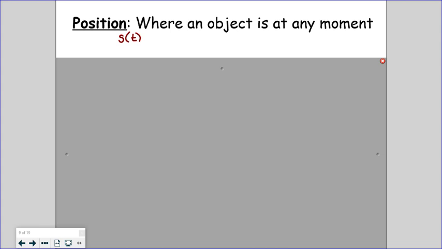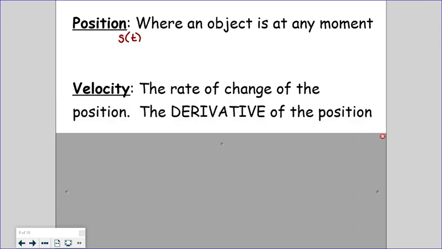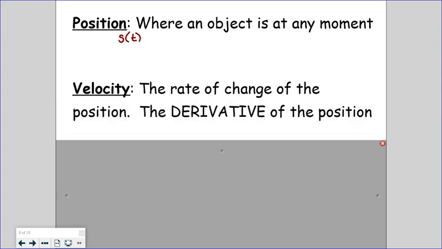Typically, these are done in time, so our variable is a lot of times going to be t, and your position function will be labeled with feet or meters or some sort of position measurement. The derivative of that is your velocity function, okay, and that is the rate of change of our position function. So if I were to look at our position function's derivative, that will be our velocity function, v of t. That is typically abbreviated v of t.